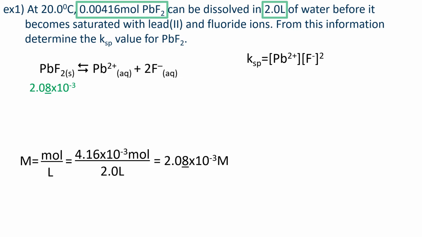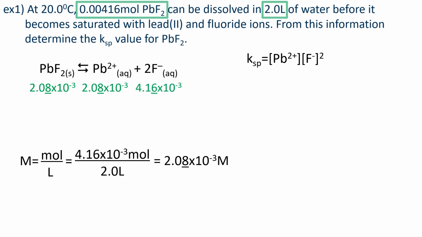We know from the balanced decomp that 1 PbF₂ makes 1 Pb²⁺ ion. So if the PbF₂ concentration is 2.08 times 10 to the negative 3, the Pb²⁺ ion concentration is the exact same. And for every PbF₂ dissolved in water, 2 fluorides are formed. So that means that the fluoride ion concentration has to be double that amount.